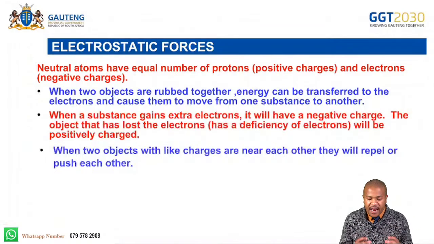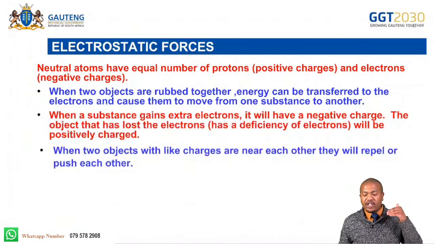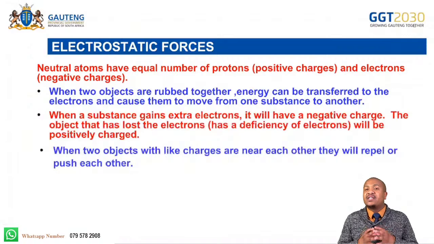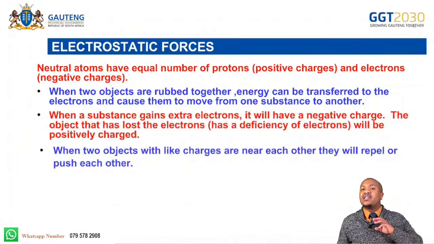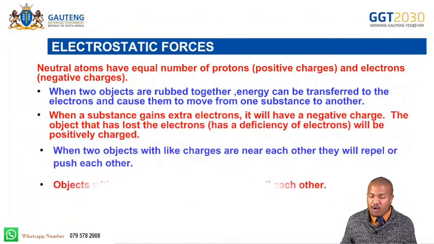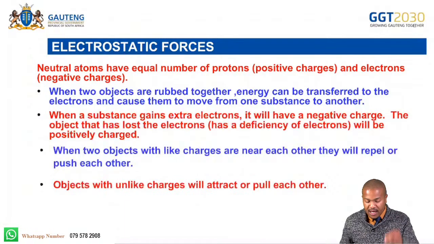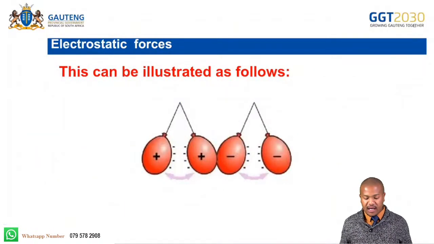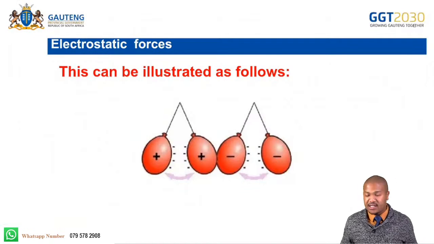There's some pulling force between them, some energy between them. But when two objects with like charges are near each other, meaning they have the same types of charges, either both positively charged or both negatively charged, they will repel, meaning they will move away from each other. Are we together? Let's look at this illustration as an example.